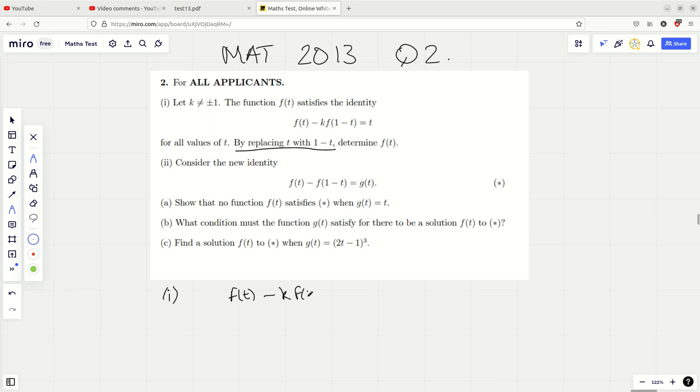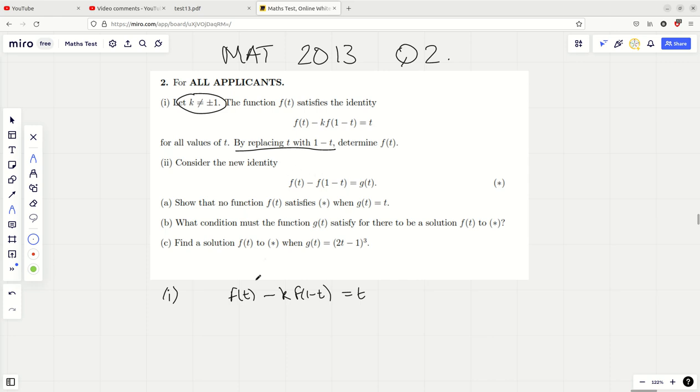We're given that this function satisfies the identity that f of t minus k f of 1 minus t is equal to t, for all values of t. So it is actually an identity, but they've used an equal sign because that's the kind of thing we do. And we're going to have to determine f of t. We're also told that k doesn't equal 1 or minus 1, and I guess that's because in the next part k equals positive 1, and that's what the second part of the question is all about.